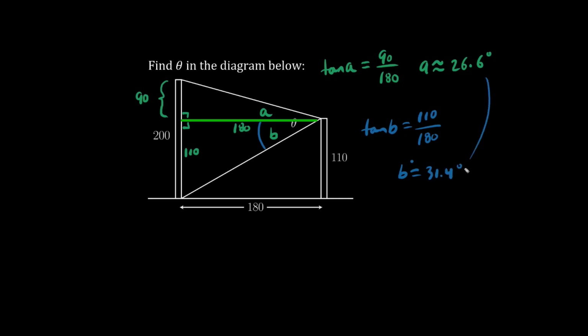31.4 degrees. So together, theta is A plus B. We add these two numbers. We have theta is approximately 58.0 degrees.